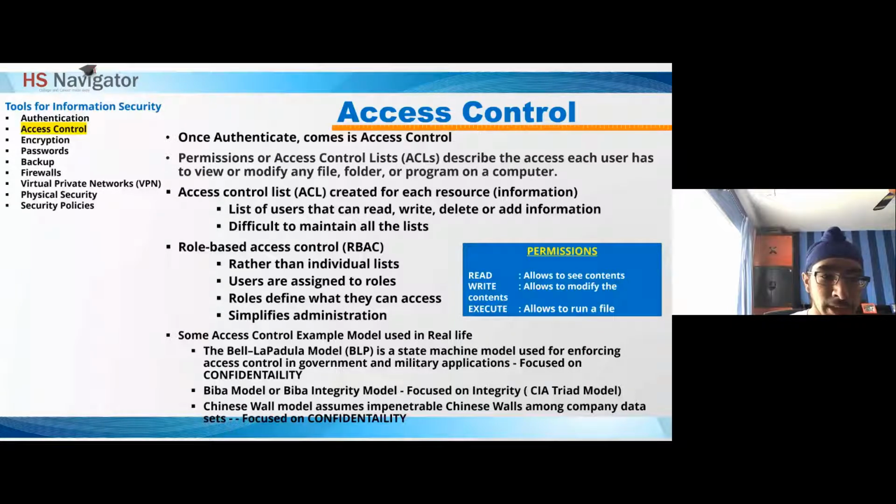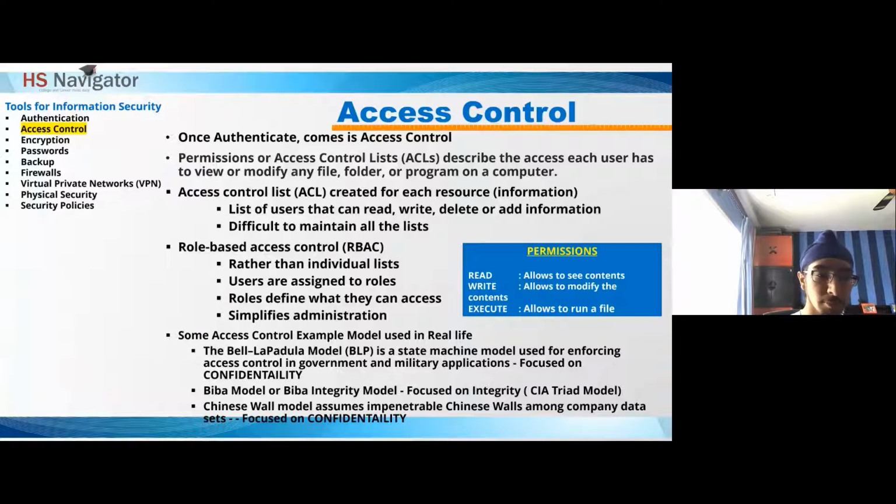That's where role-based access control comes in, where rather than individual lists for each file, you have roles. Let's say the IT department has one role, the financial department has one role, the CEO has one role, the board chairman has one role, and users are assigned to these roles, and these roles define what they can access.